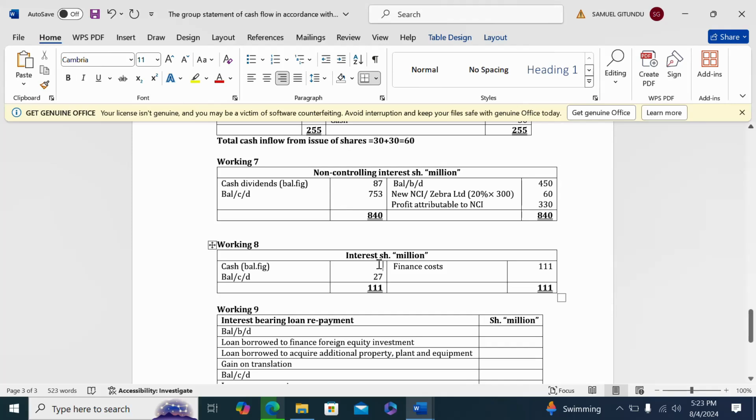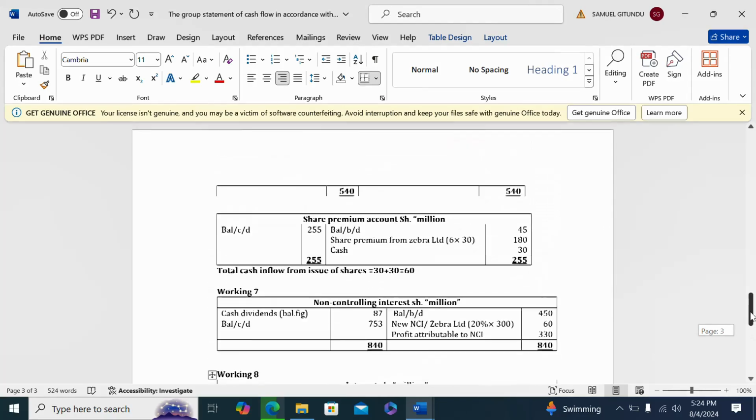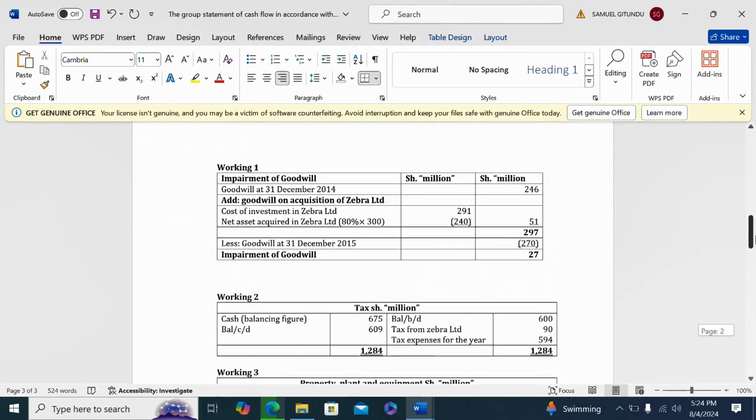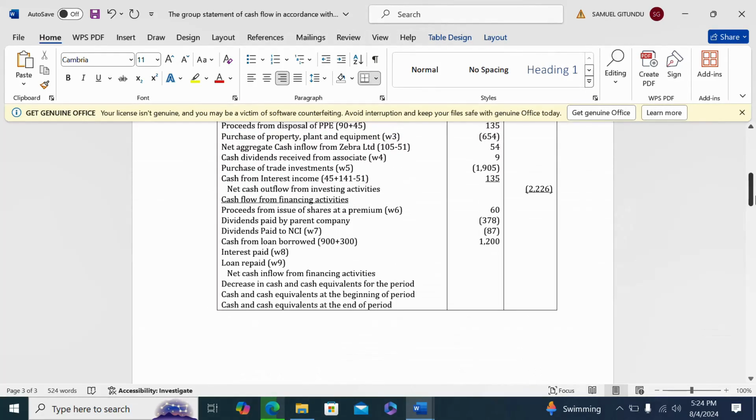Remember, interest is paid from loan, so interest paid is under the financing activity because you take loan to finance your operations. So I'm getting 84 as the cash paid. So the interest paid is 84 million. So there, 84.